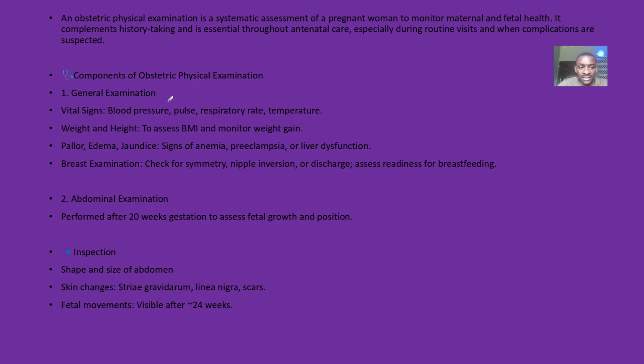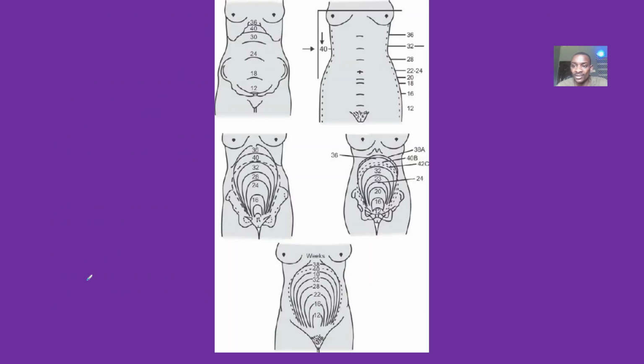Abdominal examination is performed after 20th week gestation to assess how the baby is growing, with what you are seeing on the outside, how the stomach is getting big. So you inspect the stomach size and shape, you look at skin changes, look at how the baby is moving.